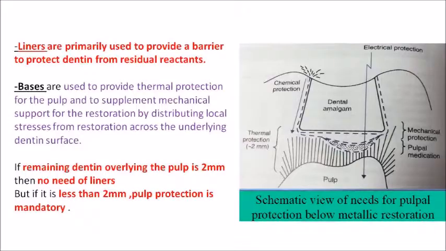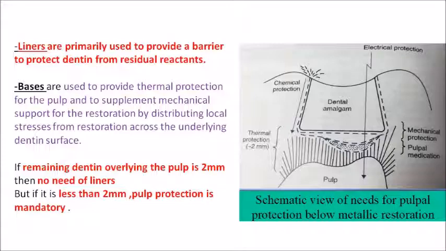You can see in the picture, this is a schematic view of needs for pulpal protection below a metallic restoration. You can see here chemical protection, dental amalgam is there, thermal protection is indicated, mechanical protection, pulpal medication, electrical protection, everything is written here. So we have to protect the pulp from all these kinds of harms.